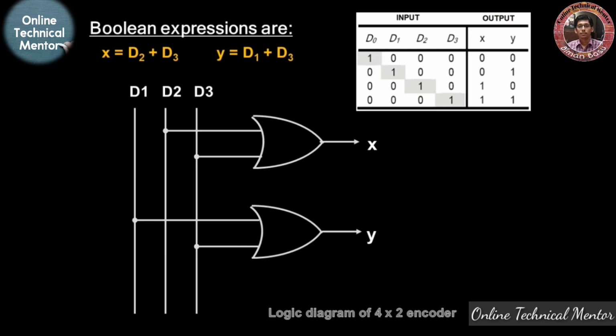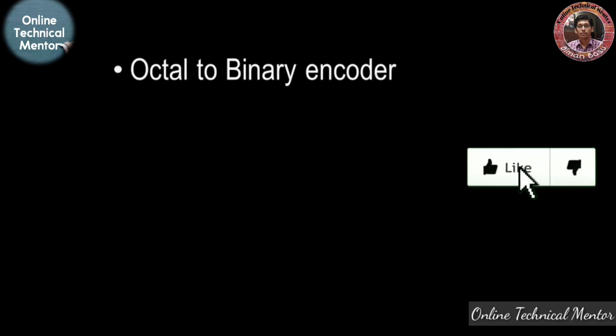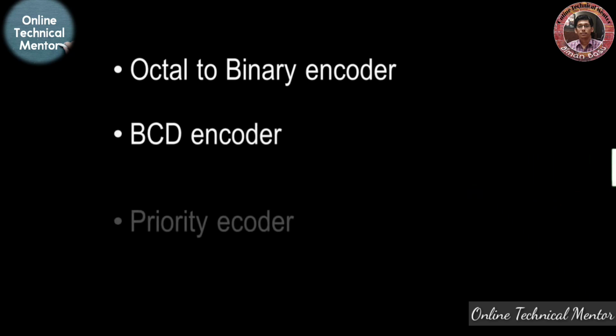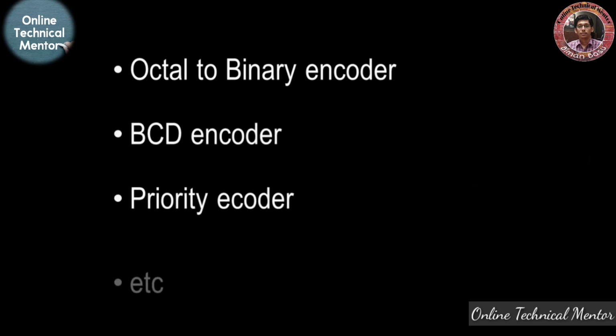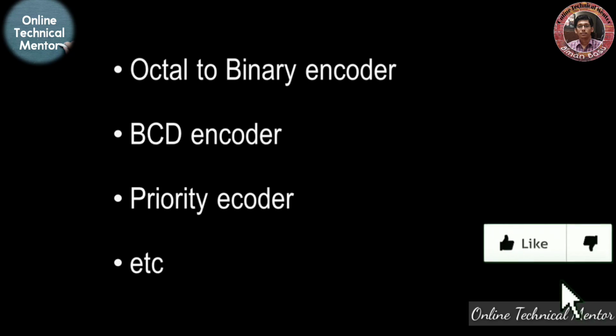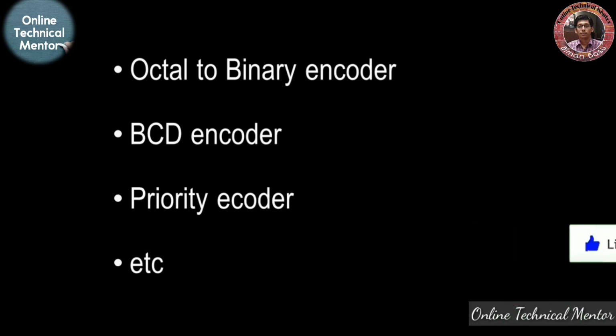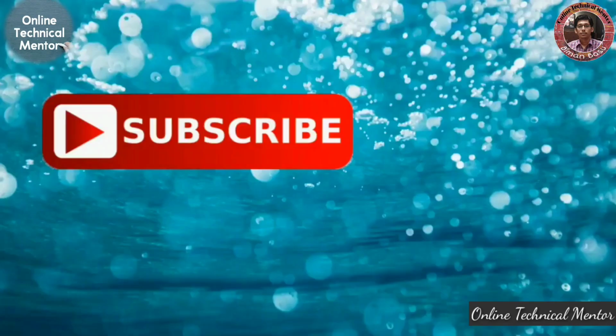By using this encoder circuit, we can now design the octal to binary encoder, BCD encoder, priority encoder, etc. All these encoder circuits will be explained in separate videos.